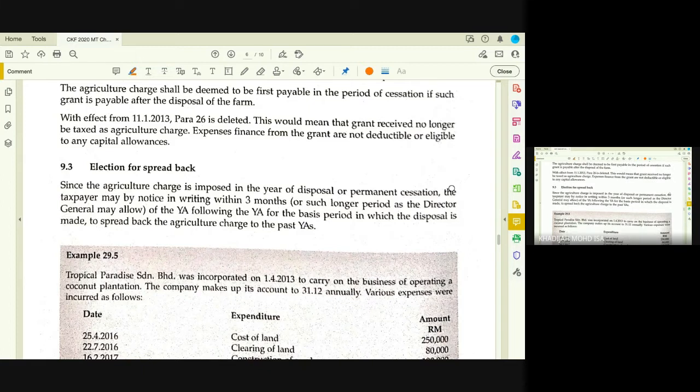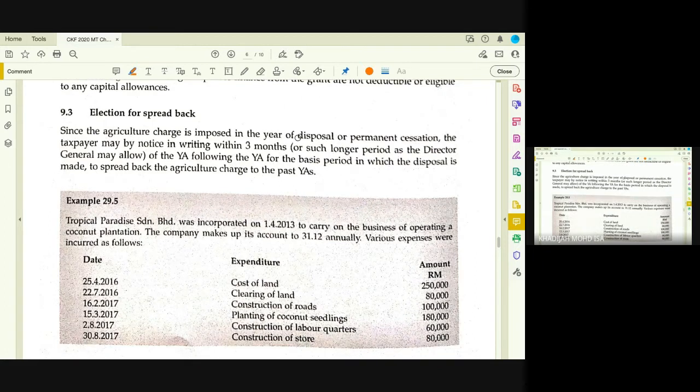But talking about the election for spread back, it says that in the year of disposal or permanent cessation, so there are two scenarios. The taxpayer may, by notice in writing within 3 months or such longer period, apply in which the disposal is made to spread back the agricultural charge to the past YAs. So you request for spread back to the past years of assessment.